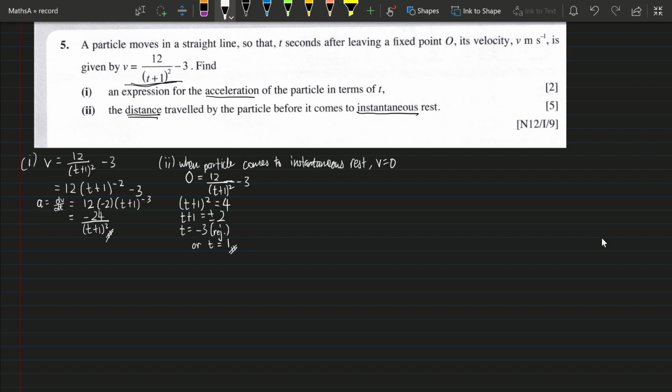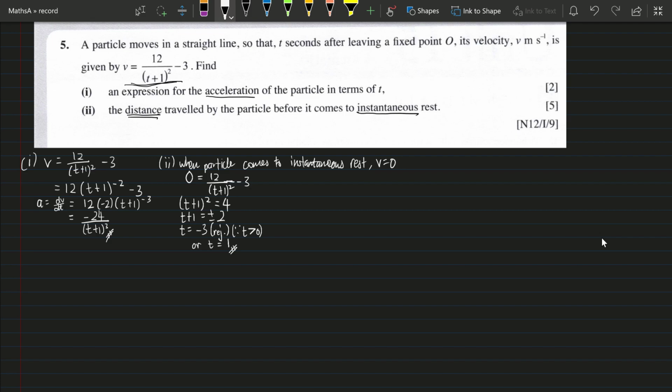Or if you really want a reason for rejection, then this one isn't too hard. You're just going to say because time should be positive. This is not strictly necessary, but for explanation's sake, I'm just trying to tell everyone how we should do this. Okay, so now we know when the particle comes to an instantaneous rest, t equals 1. So now we want to find the distance.